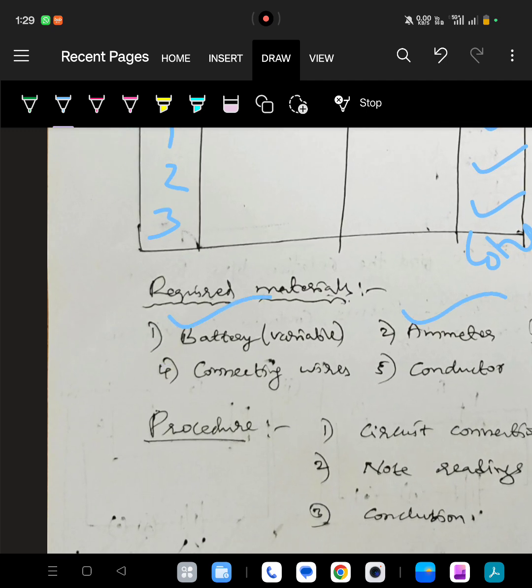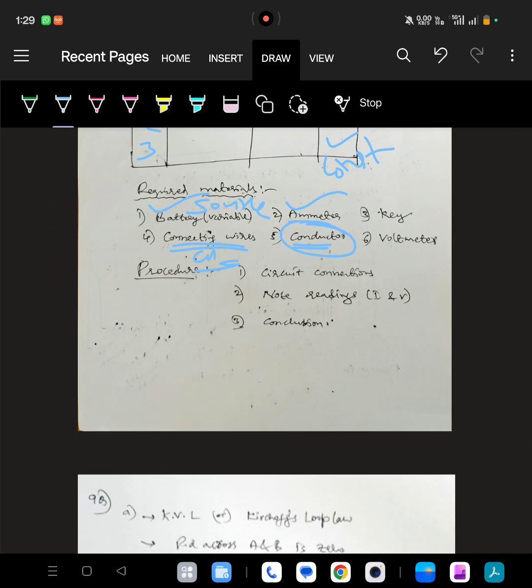A battery, it is a source. Ammeter, used for measuring current strength; you have to write all these things. Connecting wires, usually copper wires. A conductor having non-zero resistance, in which current increases linearly with the voltage. Voltmeter, in which we note down the voltage values, and a key, on or off. With the voltmeter, we take the voltage readings or PD across the conductor.